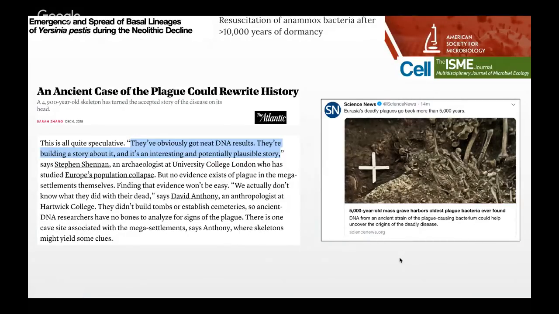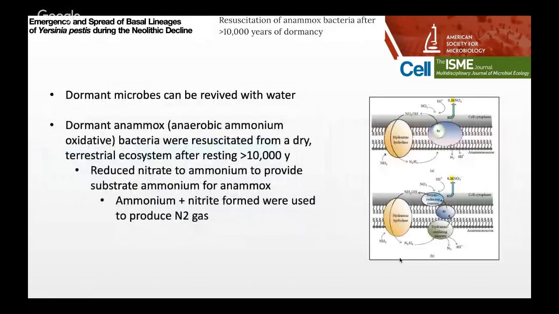I want to quickly highlight this ISME paper because what they show is that an Anammox bacterium can be revived simply with water, not with any additional external stimuli. No additional nutrients are necessary. So these Anammox, which are anaerobic ammonium oxidative bacteria, were resuscitated from a dry terrestrial ecosystem after resting for over 10,000 years. That's quite a long time to be metabolically inert.